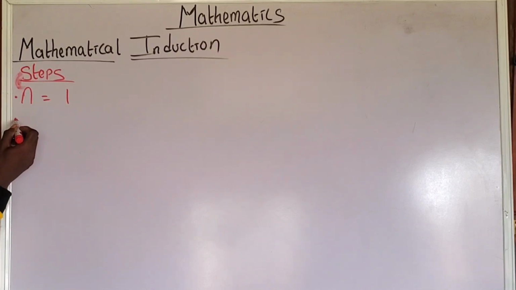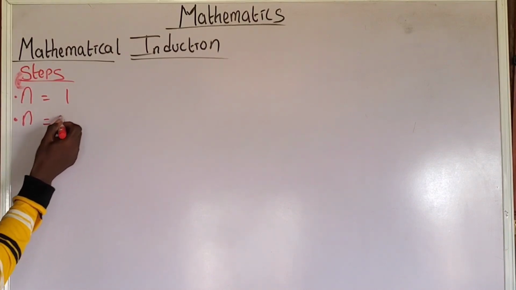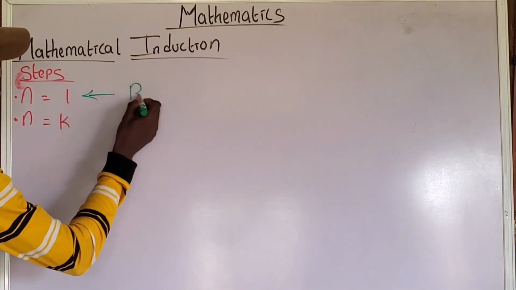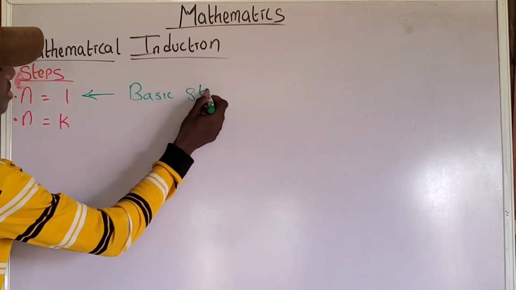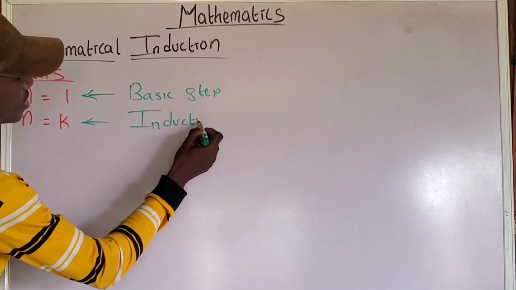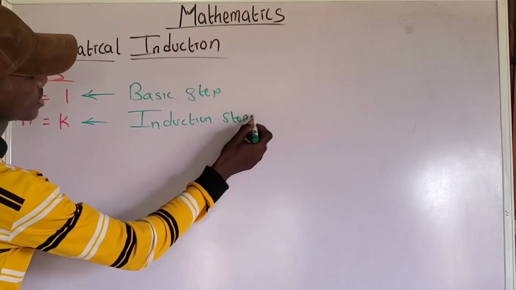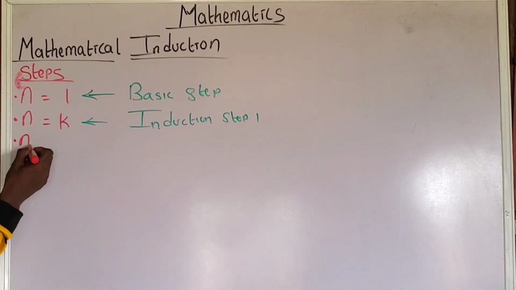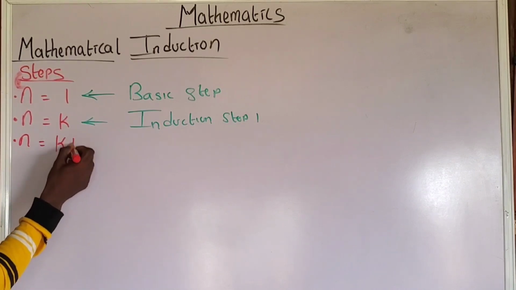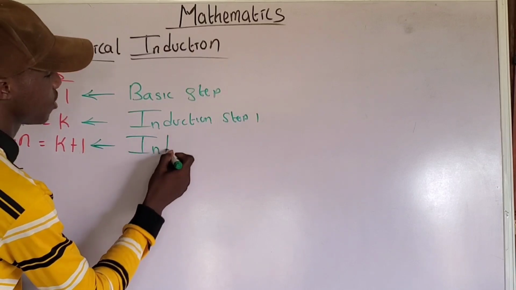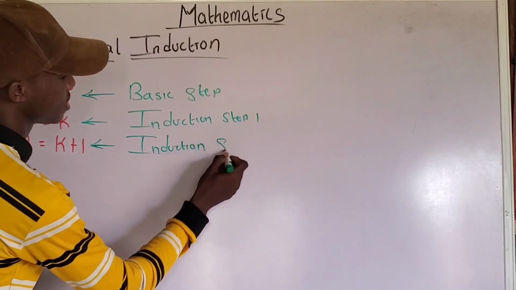The second step, you have to test whether the statement is true for n equals k. For this second step, this one is the basic step. You understand? Basic step. Please pay attention. This is the induction step 1. The third step is that you have to test whether the statement is true for n equals k plus 1. This one is induction step 2. Please pay attention.